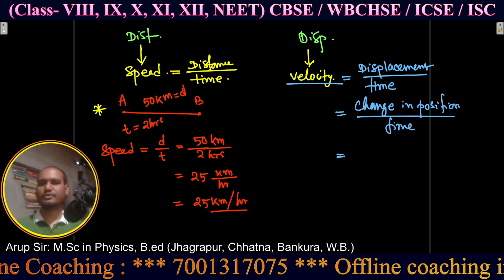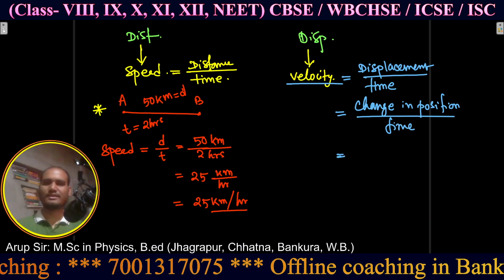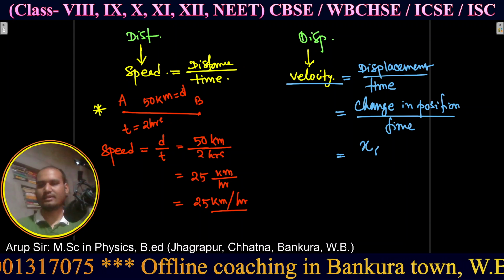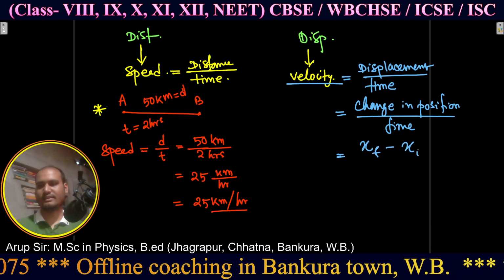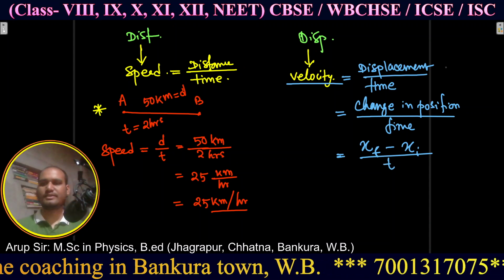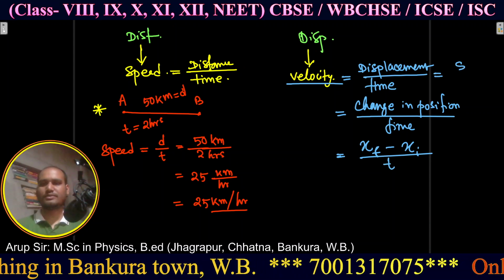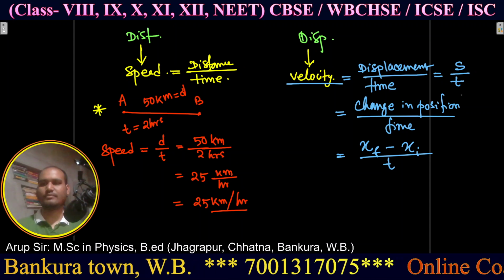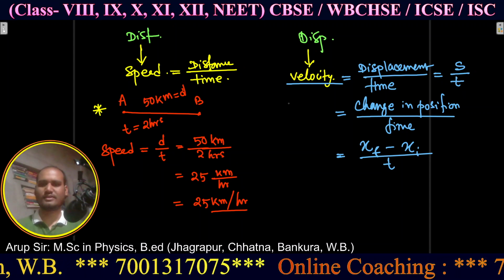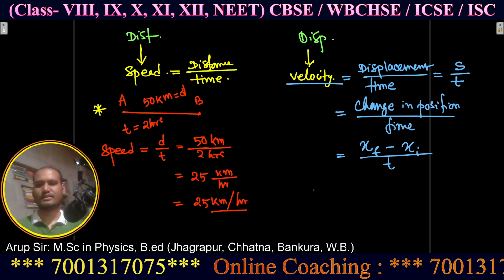Now change in position means final position minus initial position. This is known as change in position. So x final minus x initial divided by time. Rather you can say displacement we denote as s and time as t. So displacement by time, that is s by t. You can also say this one, right? So this is the matter.